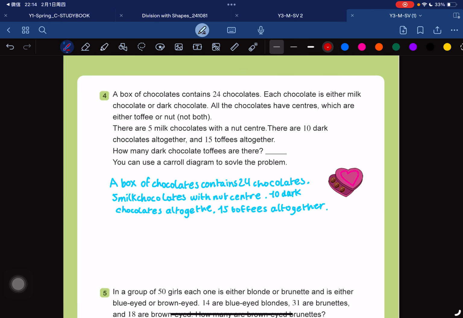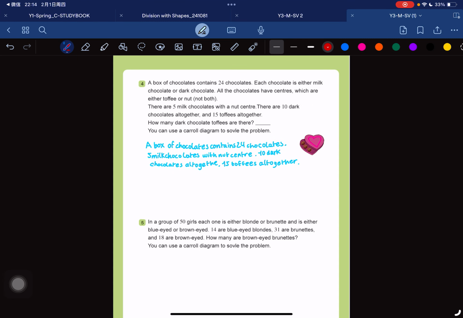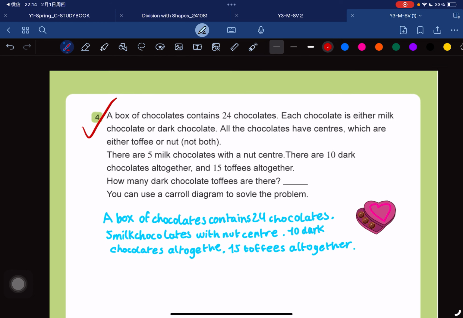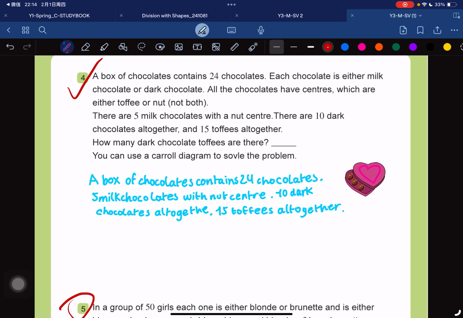And let's take a look over question 4. Actually, question 4 and question 5 are quite similar, so I will explain one of them and leave the other one for you. Try to draw the Carroll diagram by yourself. So this time, as soon as you see we have a lot of categories, and we also need to figure out the amount of a specific category, then that means we are trying to use the Carroll diagram to help us.